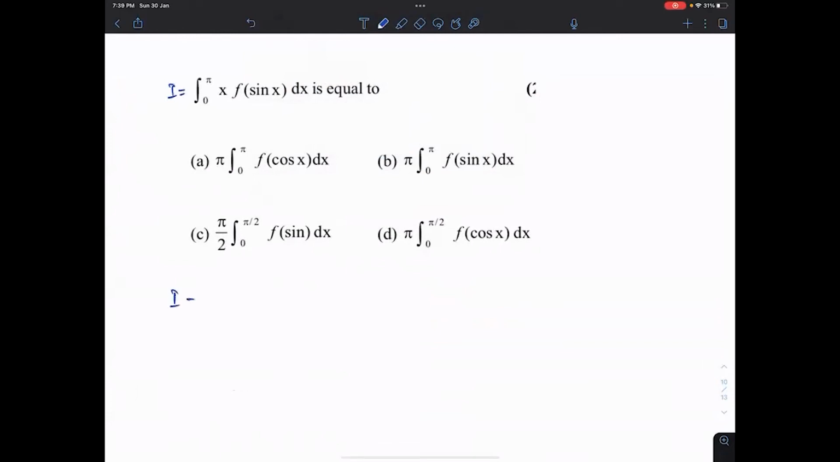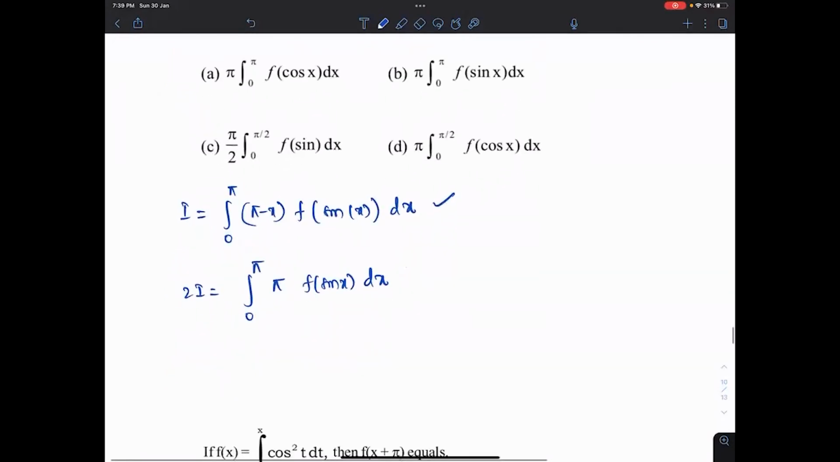Now your I can be written as a plus b minus x. That is pi minus x. F of sine pi minus x is sine x only, dx. Now add both of them. What you will get? 2I. It will be integral 0 to pi. Now if you add, pi times f of sine x dx. Okay. So your I can be written as pi by 2 times integral 0 to pi f of sine x dx. Now you see, is there any option?